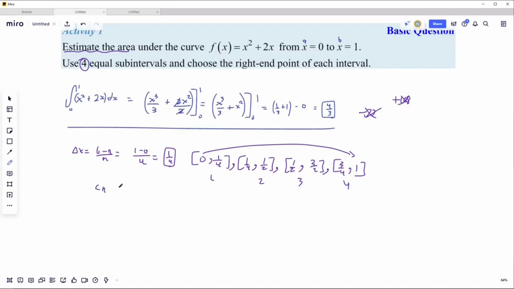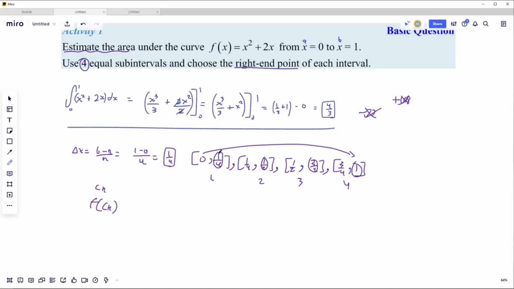We want ck. Ck is given here by the right endpoint. So this is right endpoint, right endpoint, right endpoint, right endpoint. So these are our ck's basically. So when you do the summation, we need those ck's. But to be exact, we actually need the f of ck, which is one of the mistakes I used to make back then, which I don't want you guys to make.